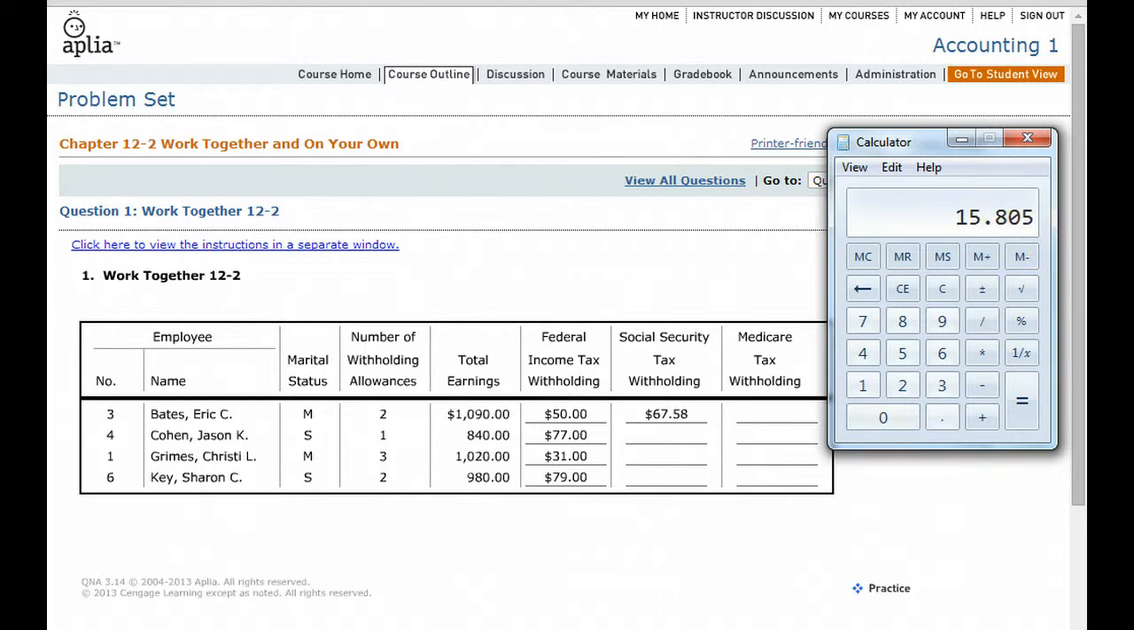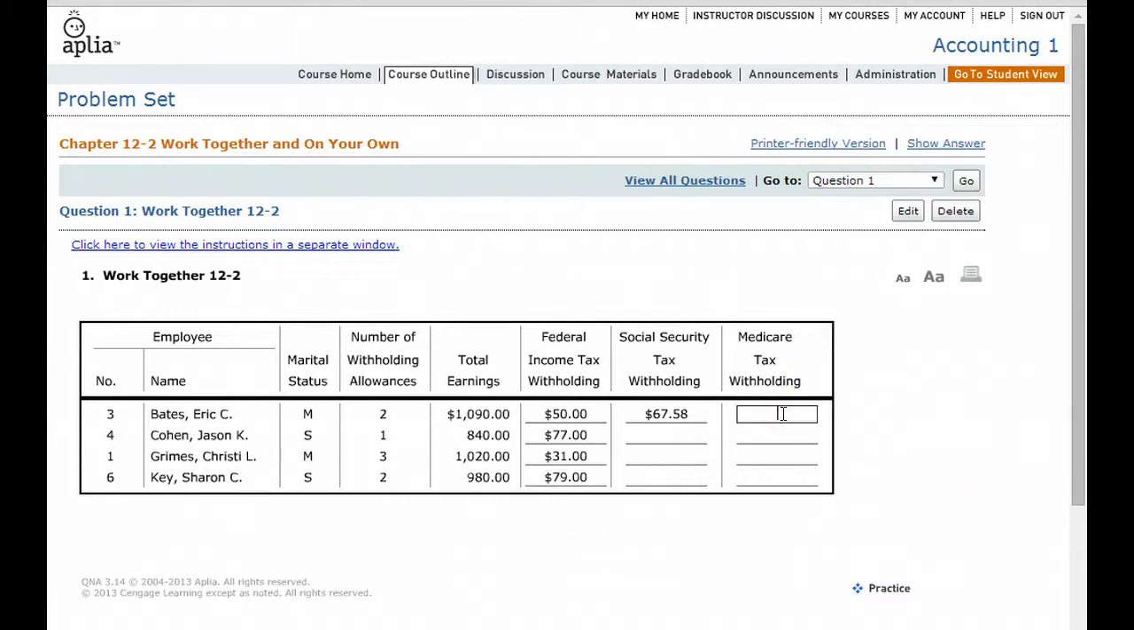When I do that, I get 15.85. One thing you have to remember is that you have to round this to the nearest penny. So if this number right here is 5 or bigger, you're going to round this to 15.81. Let me do that right now. So we'll put down $15.81. All right, your task is to finish the Social Security and Medicare withholding, and good luck.